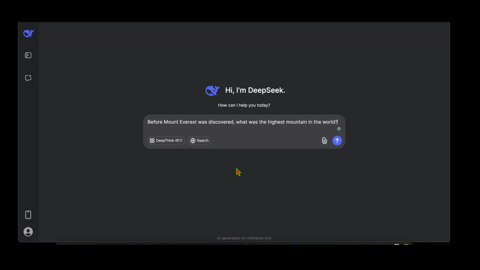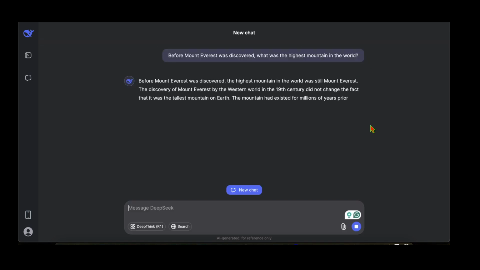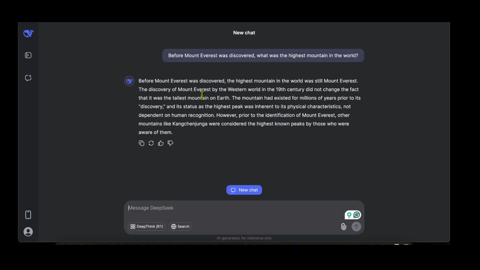So let's ask, before Mount Everest was discovered, what was the highest mountain in the world? Before Mount Everest was discovered, the highest mountain in the world was still Mount Everest. The discovery of Mount Everest by the Western world in the 19th century did not change the fact that it was the tallest mountain on Earth. Yeah, it could not be tricked that easily, and it does a pretty good job, so that's fair enough.